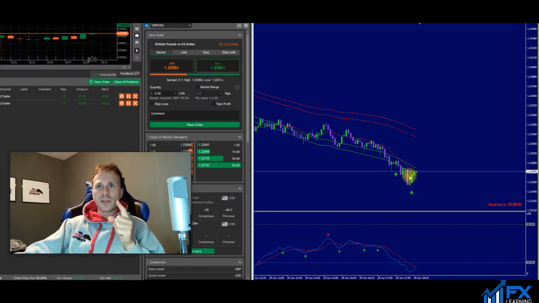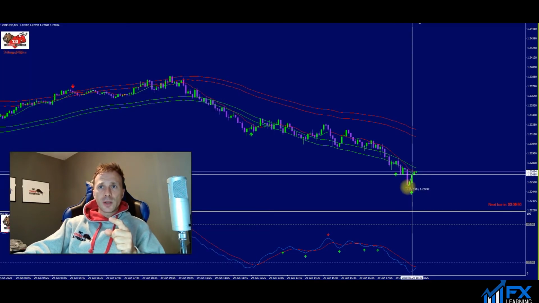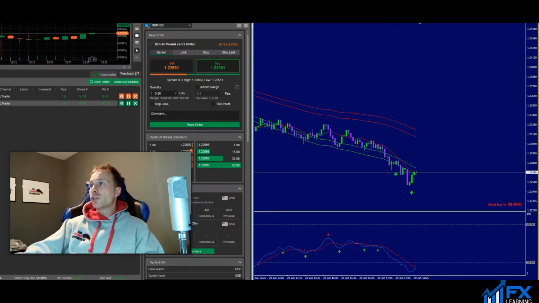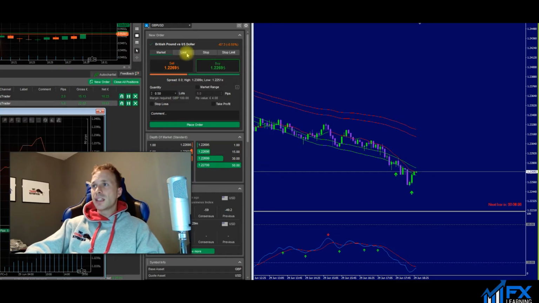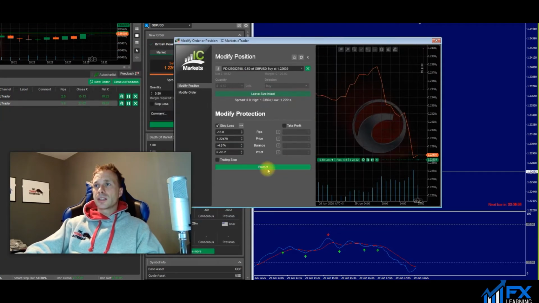And as you can see, I'm almost 6 pips in profit. What I would do with this trade is quickly work out my stop loss. My stop loss should be around 16 pips. So I'm going to manually put a stop loss in at 16 pips, like that. As you can see here, I've gone with 16 pips.